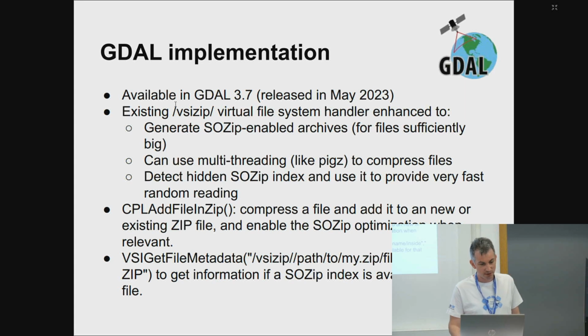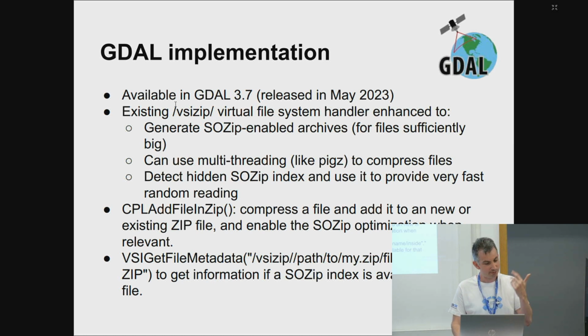So what about the implementation? There's a GDAL one in the last GDAL version, which has several components. One is an improvement of the existing VSI zip virtual file system. It will generate by default SOZip-enabled archives for files that are sufficiently large, so it has some benefit. It will use multi-threading capabilities to compress files, and it of course detects the hidden SOZip index, and it can use it to provide very fast random reading.